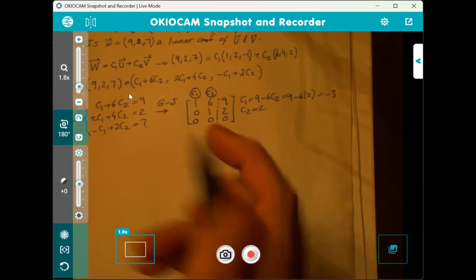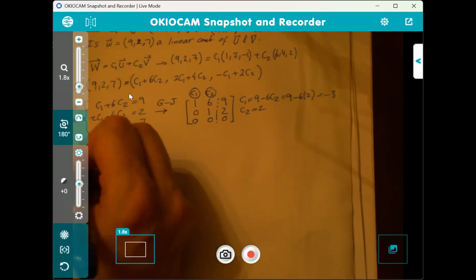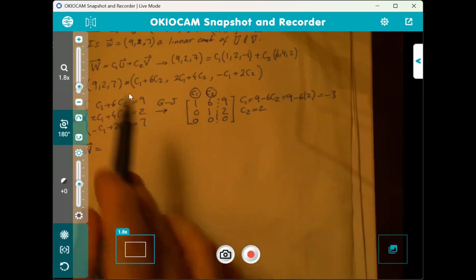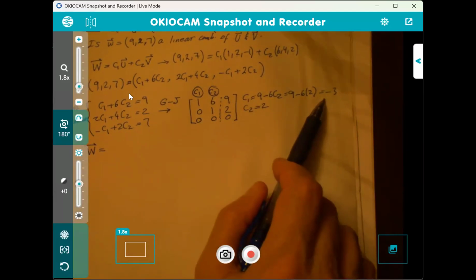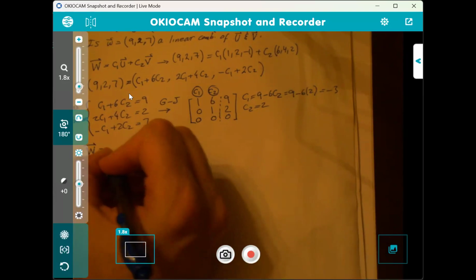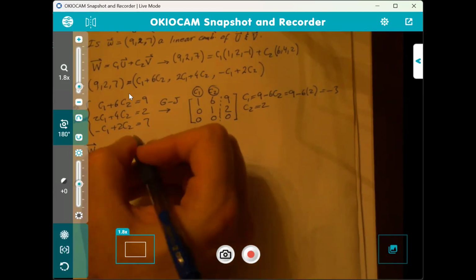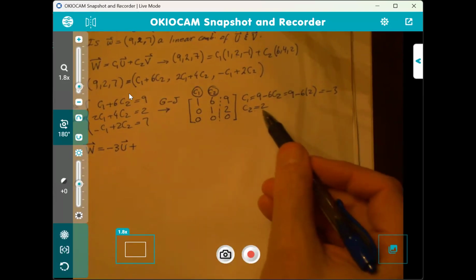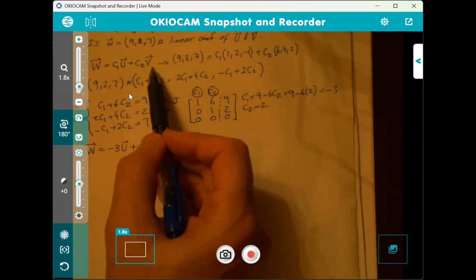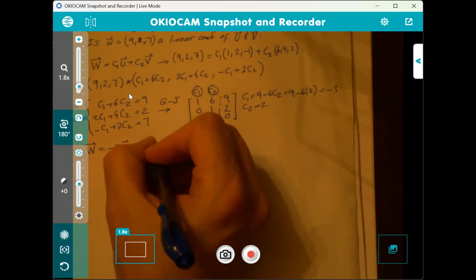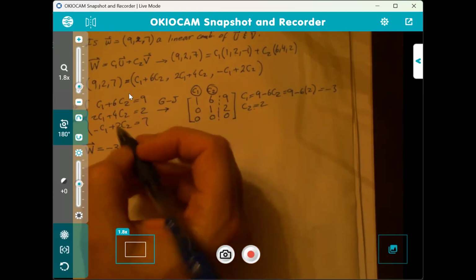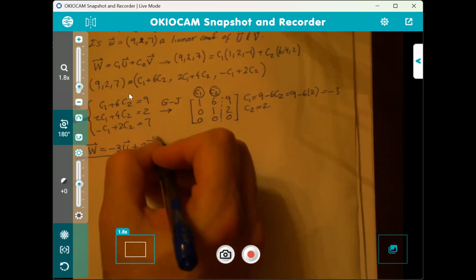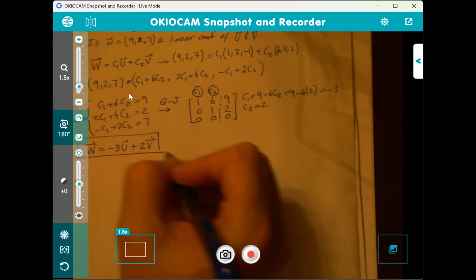Okay, perfect. So this is what we're claiming now. I can write w as c1 u, where c1 is negative 3. So I can write it as negative 3u plus c2 times v, where c2 is 2, so 2v. And there you have it. We are able to write w as this linear combination.